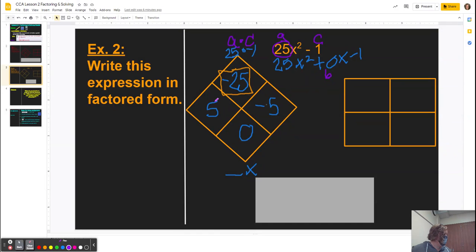All right, that being said, we're going to move our 5s over, and we've got an x in that equation, so I've got 5x, and I've got -5x. And in the upper left-hand corner, we've got 25x squared. And in the lower right-hand corner, we've got -1.